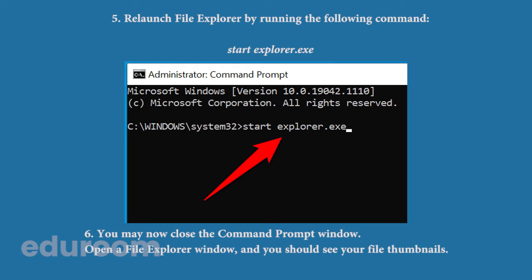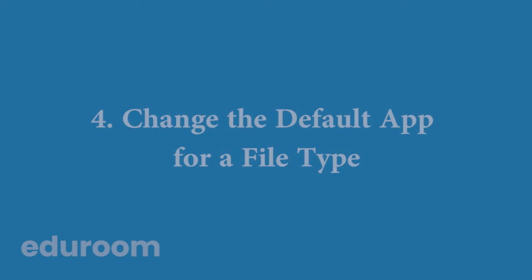You may now close the Command Prompt window. Then open a File Explorer window, and you should see your file thumbnails. 4. Change the default app for a file type.